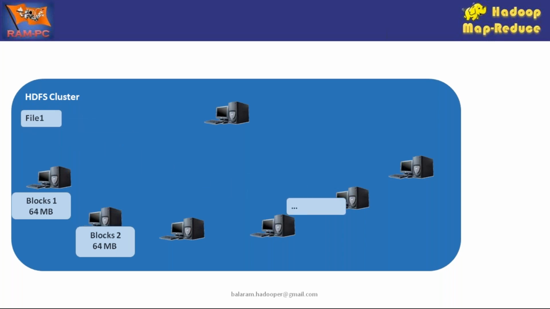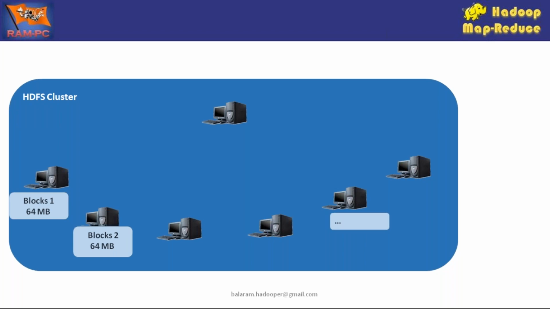Here the file is stored in the form of blocks. Which block belongs to which file, we don't know that information. So to maintain that information, we have to maintain a table of the file names and the corresponding block names where they are available.